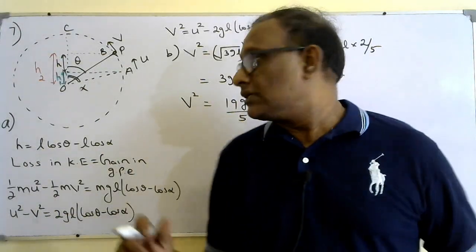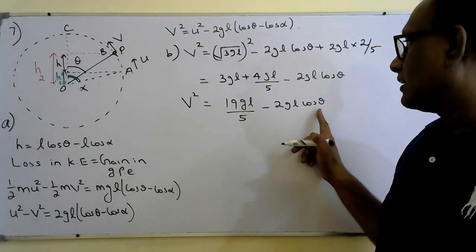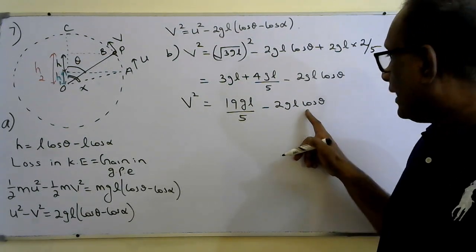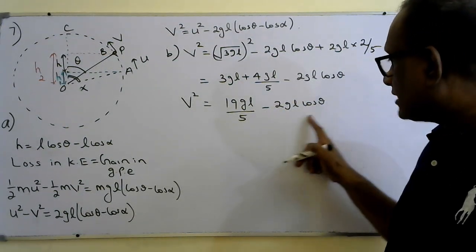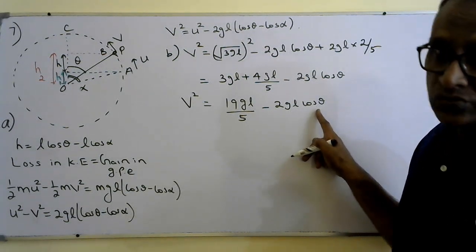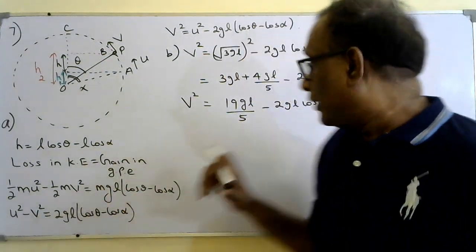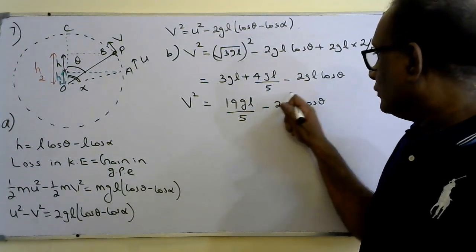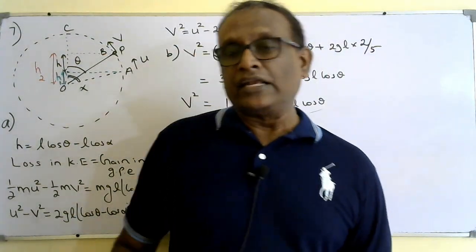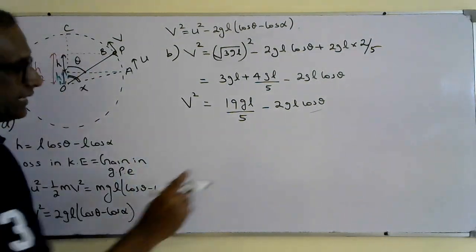So the minimum speed v is going to change depending on the angle theta, is it? g and l, they all are constant. So the minimum value of v occurs when this portion, which is subtracted from this one, becomes the maximum. That means when cos theta becomes plus 1, the maximum value of cos theta. When cos theta becomes plus 1, you subtract the larger quantity from this one. That will give the minimum value. Cos theta equals 1 means theta equals 0, which means at the highest point.